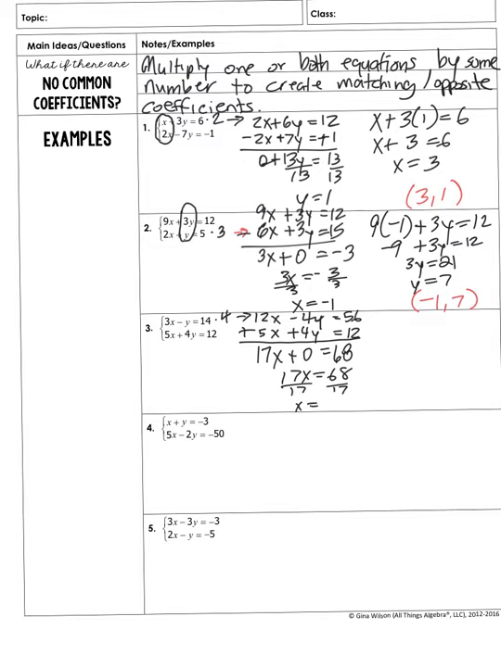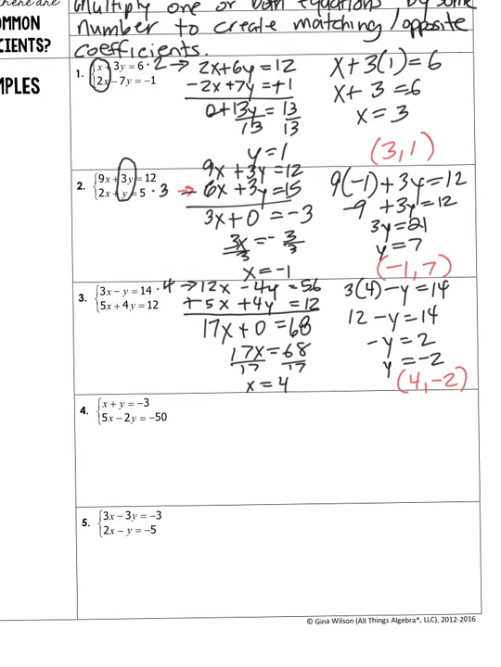And x equals 4. If x equals 4, I can plug it back into one of my equations and solve for y. 3 times 4 is 12. Subtract 12 from both sides. Divide by negative 1. So the solution to my system of equations is 4 comma negative 2. All right, number 4.